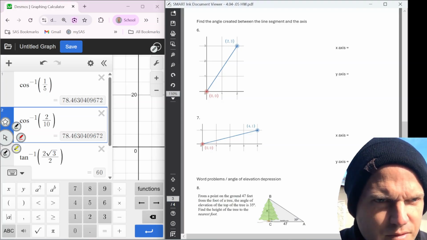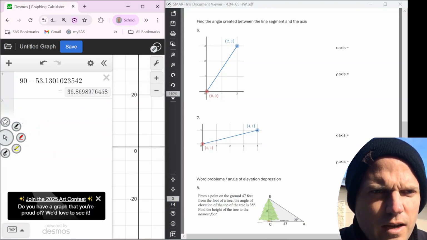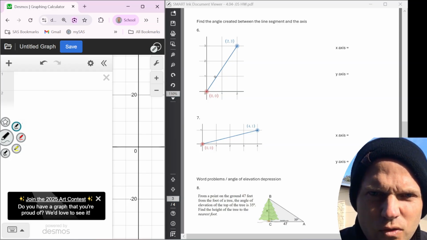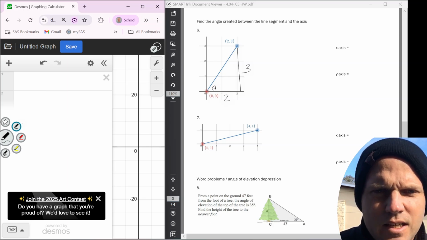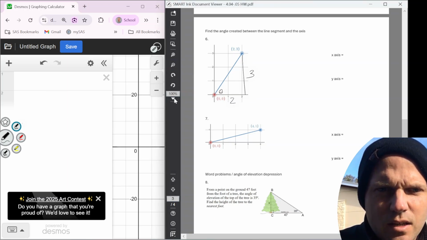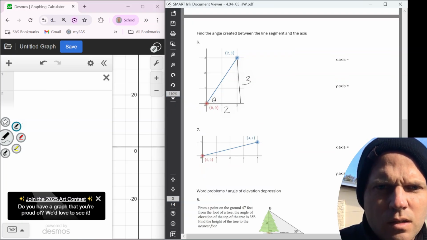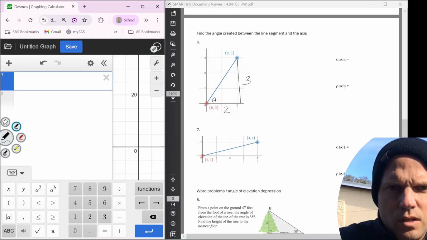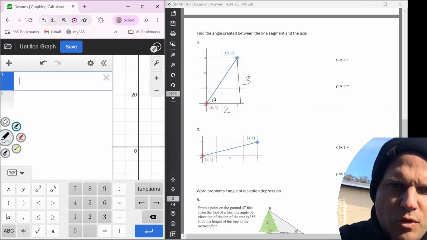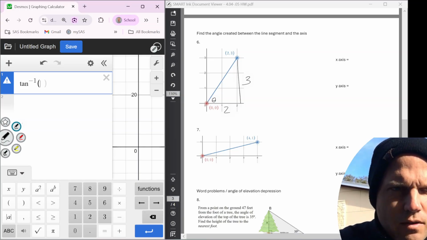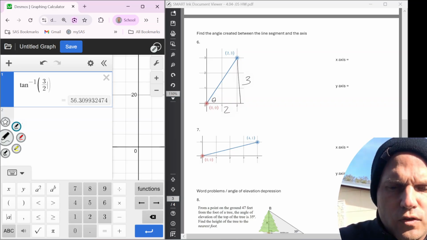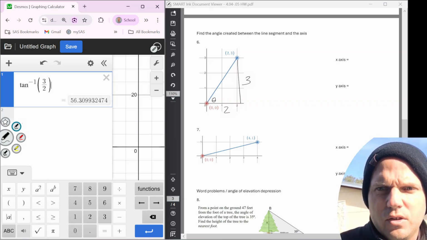Remember coordinates? Yeah, I remember coordinates. Well, how do you find angles created between line segments and the x-axis? Well, I know that this would be 2 and this would be 3. I could see that if I use the tangent, my ratio of the angle would be 3 over 2. So if I do tan inverse, that's a shift 6, negative 1, shift down, open up your parentheses, 3 over 2, 56.309 degrees.